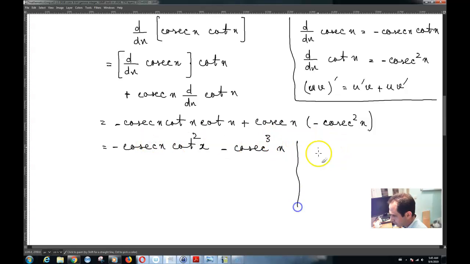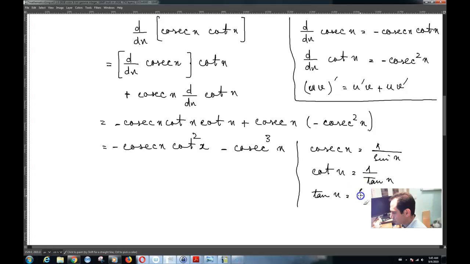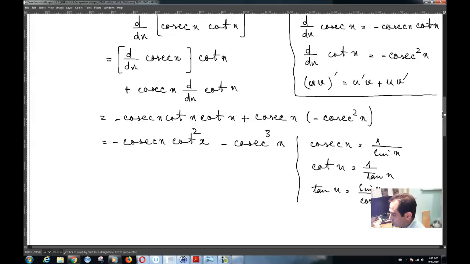For example, you know that cosecant x is equal to 1 divided by sine x, or you know that cot x is equal to 1 divided by tan x, and you know that tan x is equal to sine x divided by cos x. And you can use all of these to see if you can simplify this, meaning that you could take a couple of functions out and simplify them if that's possible.